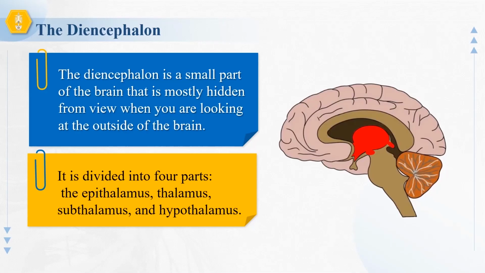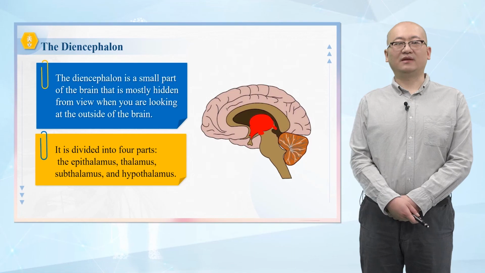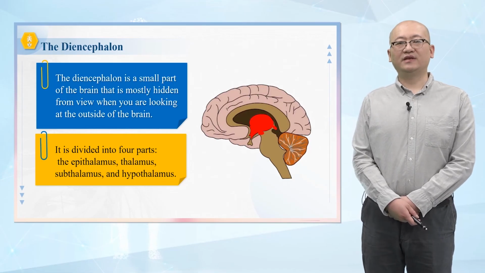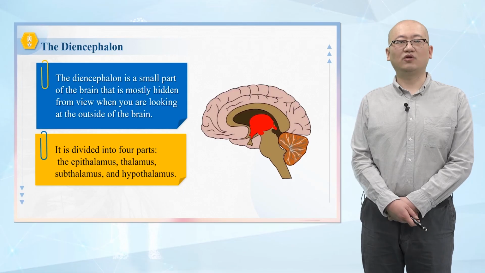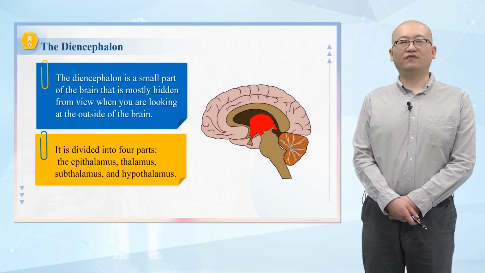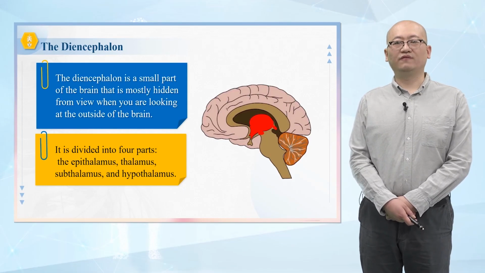The diencephalon is a smaller part of the brain that's mostly hidden from view when we are looking at the outside of the brain. It is divided into four parts: the epithalamus, thalamus, subthalamus, and the hypothalamus. The diencephalon can be found just above the brainstem between the cerebral hemispheres. It forms the wall of the third ventricle.